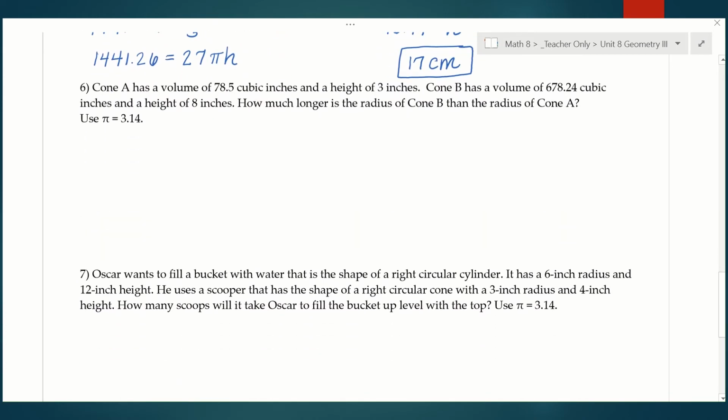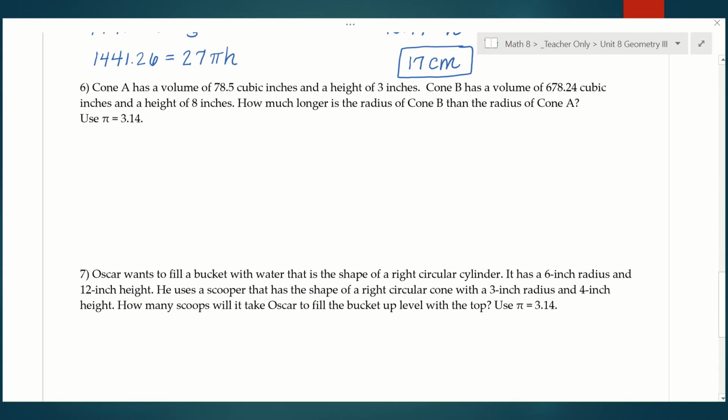Okay, so let's look at number 6. Cone A has a volume of 78.5 cubic inches and a height of 3 inches. Cone B has a volume of 678.24 cubic inches and a height of 8 inches. How much longer is the radius of cone B than the radius of cone A? Use pi equals 3.14.